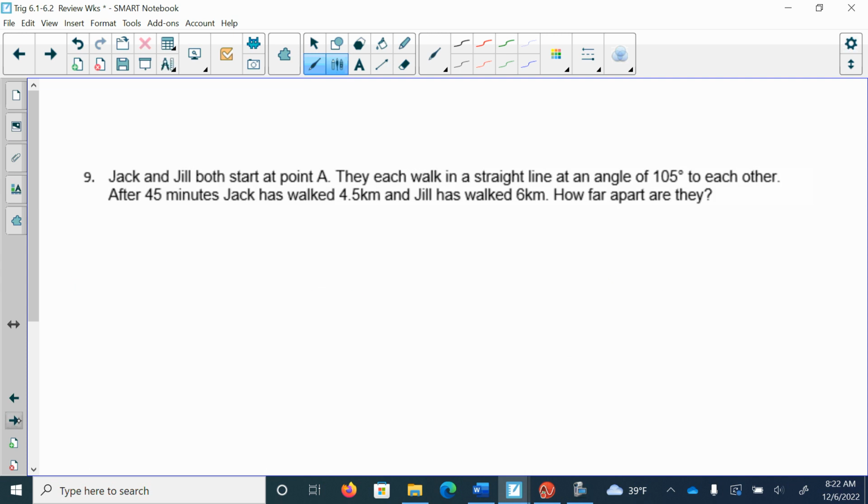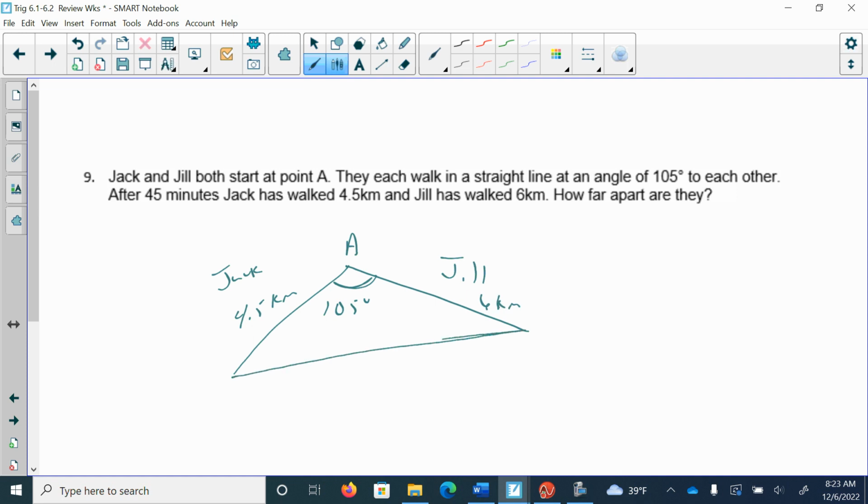Number 9, Jack and Jill both started at point A. So here's A. They start walking in a straight line at an angle of 105 degrees to each other. So Jack, let's say Jack walks this way. This can be Jack. This can be Jill. And the angle that they're forming is this 105 degrees. After 45 minutes, Jack has walked 4.5 kilometers. Jill has walked 6 kilometers. Then the question asks, at that point, how far away are they from each other?